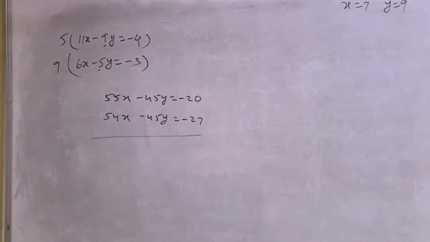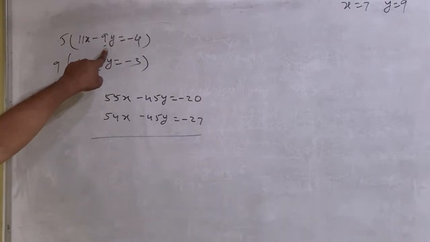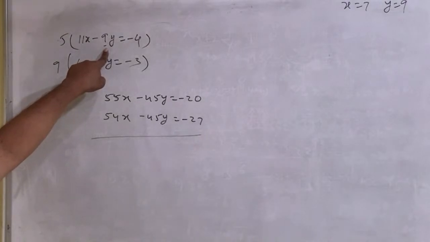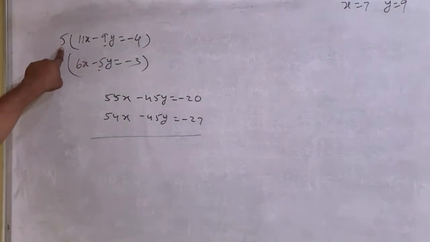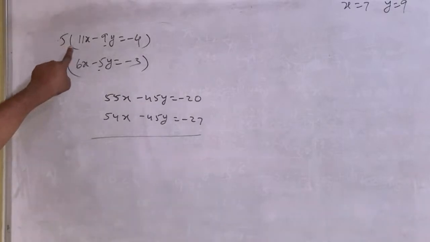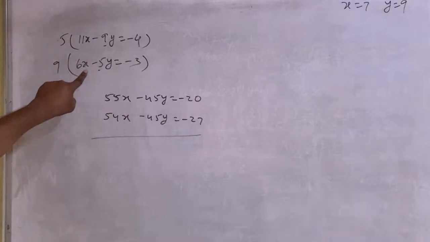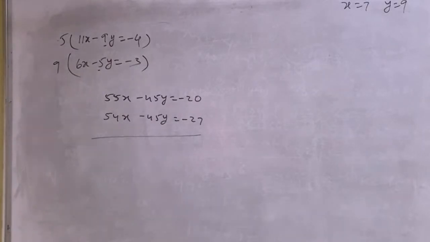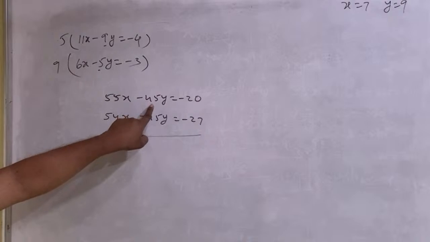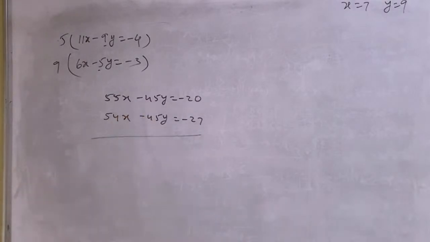After finding the LCM, what do we have to do? We need to equate the coefficients to the LCM. Here 9 is there, so I want to make it 45. So I am multiplying the whole equation with 5. And here it is 5, and I want to make it 45. That's why I am multiplying the whole equation with 9. Now you can observe both the coefficients become 45.